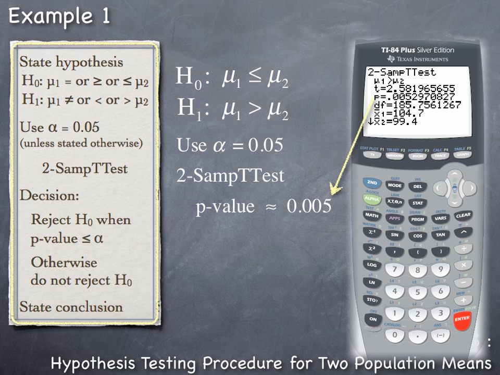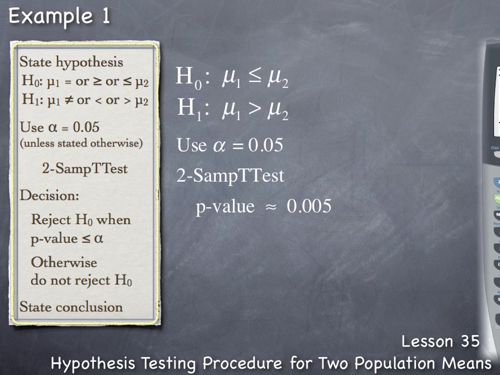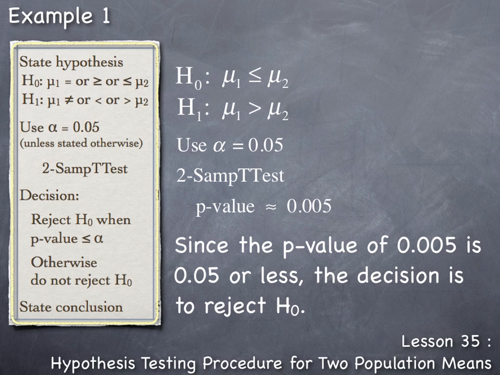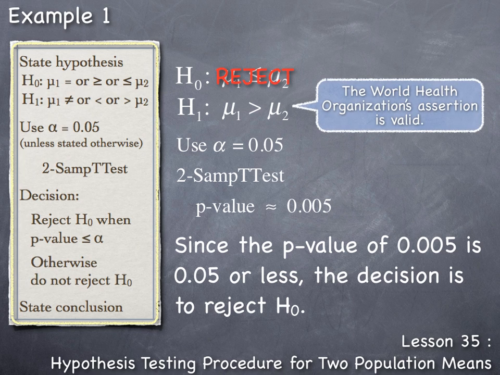So now that we have our p-value calculated, we can reach our decision. Since the p-value of 0.005 is 0.05 or less, the decision is to reject H0. And when we reject H0, we have sufficient sample evidence to indicate that H0 is not valid. And if H0 is not valid, the opposite idea, H1, is valid. So in this case, we do have sufficient sample evidence to indicate that mu1 is greater than mu2, which is what the World Health Organization asserted. Therefore, the World Health Organization's assertion is valid.